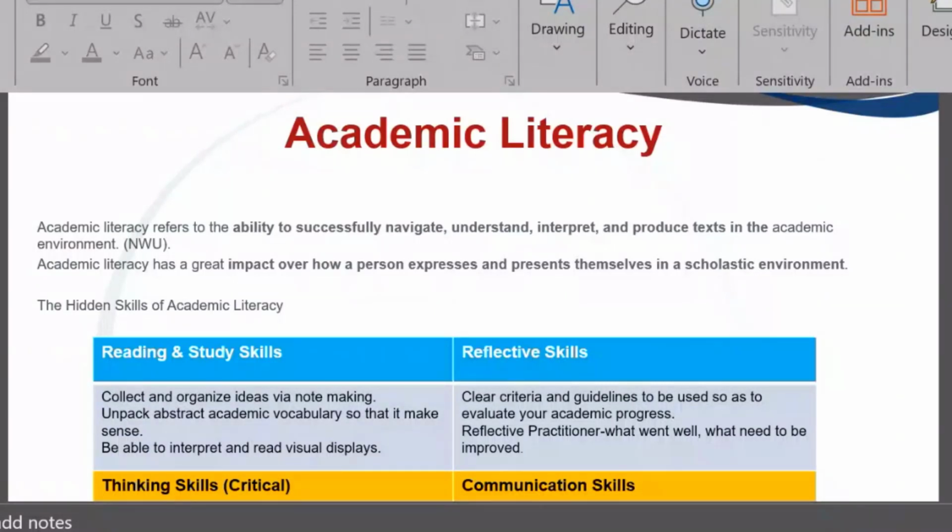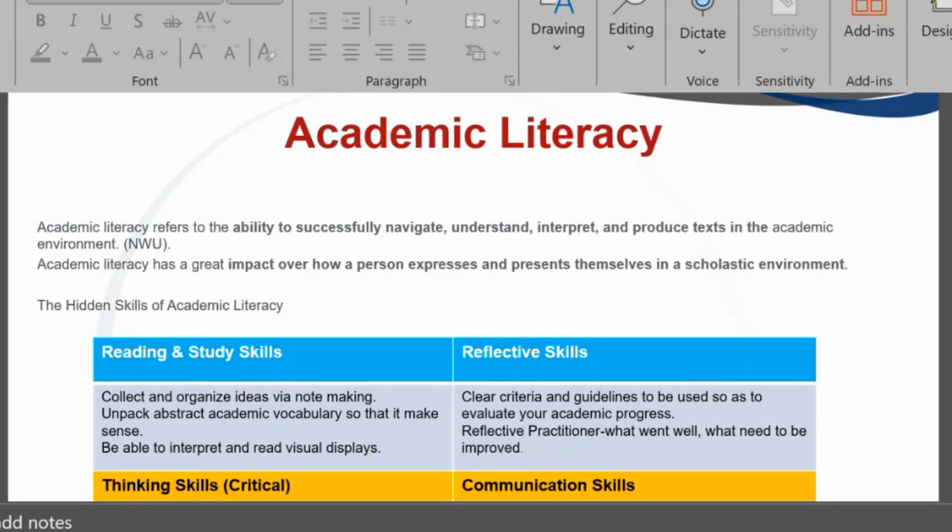So the other aspect about academic literacy is that it has a great impact on how a person expresses and presents themselves in a scholastic environment. In other words, in this higher learning environment, you should be able to present yourself. Hence, we always say in your academic writing, we also expect to have your own voice. I'll talk about your own voice in one of the slides there.